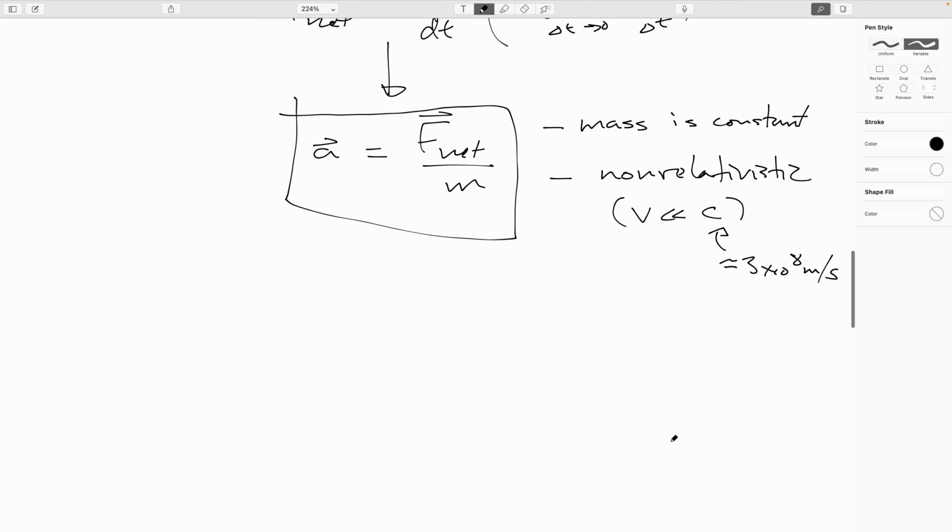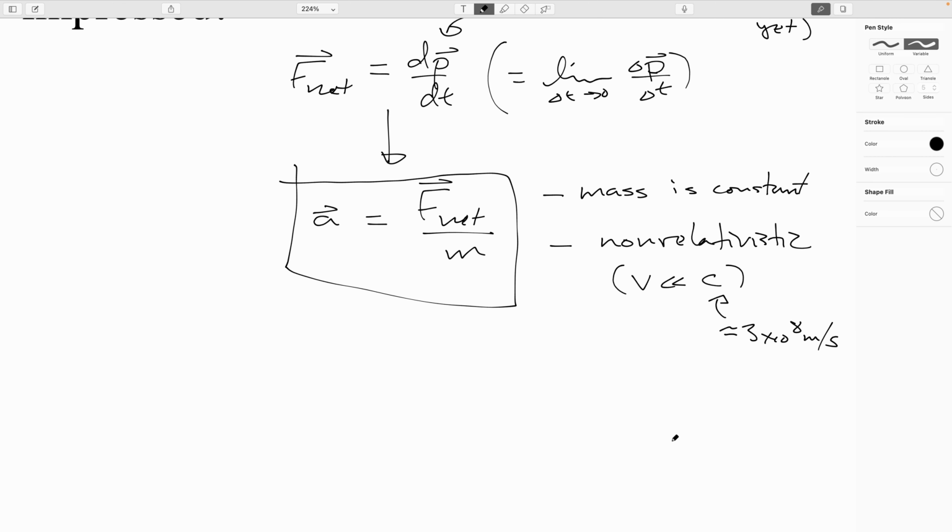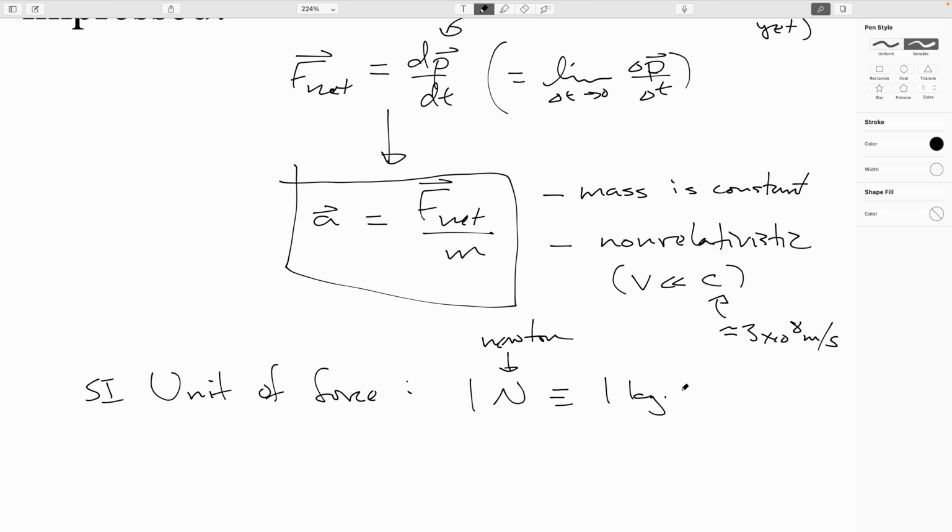So the force does have its own units. The SI unit of force is the Newton. This is what we call a derived unit. It's defined to be 1 kilogram meter per second squared.